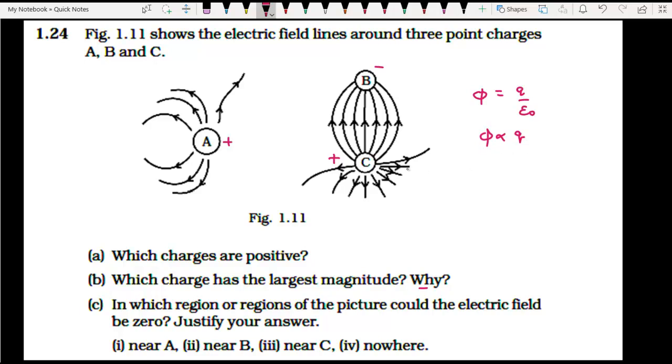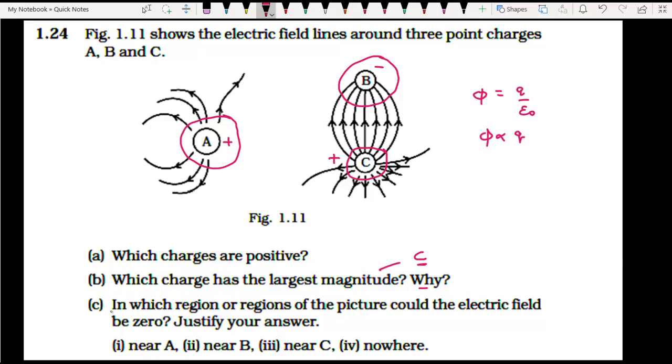Clear? So if we take some surfaces corresponding to the given point charges, so if I draw the corresponding surfaces in order to calculate the situation, you can see that the number of field lines associated with charge C are maximum, so the magnitude of the charge C is maximum. So the answer to this second part B is C. So charge C has the maximum magnitude.